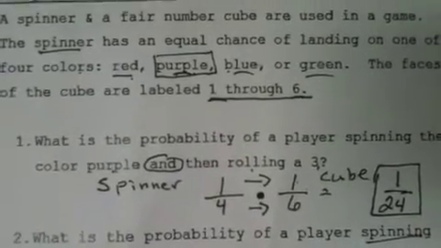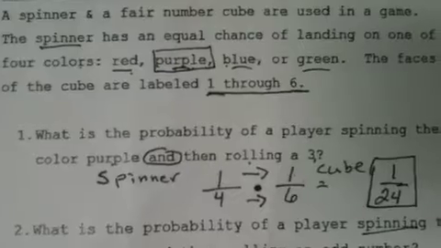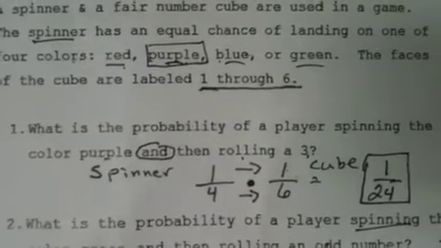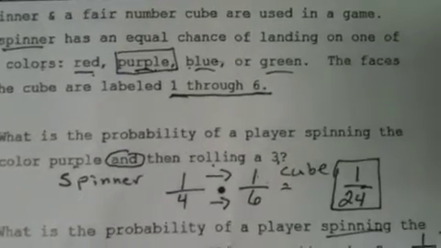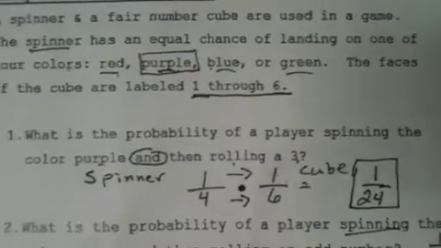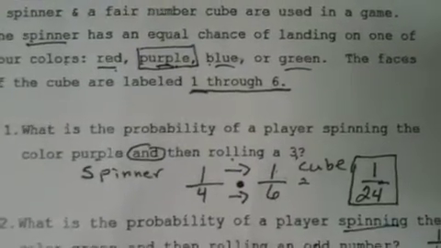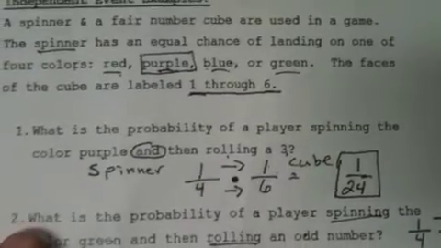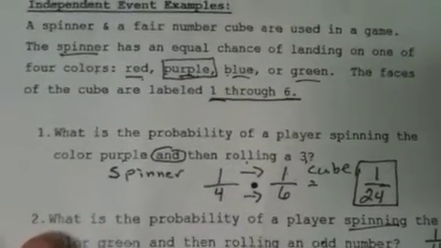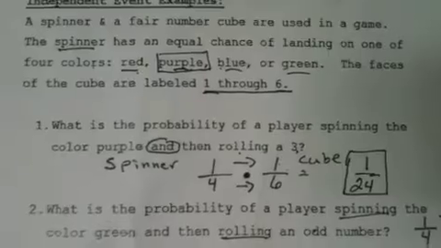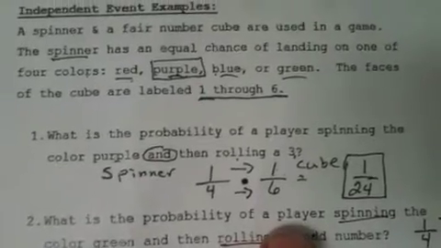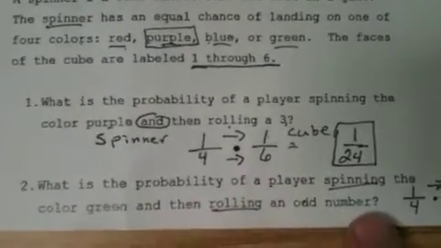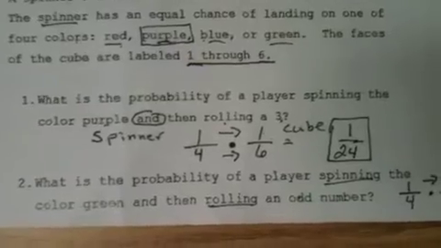Now with probability, the operation that we use is multiplication. And when I multiply ratios or fractions, I multiply straight across. 1 times 1 is 1. 4 times 6 is 24. And again, the last thing we need to ask ourselves is, is this simplified? And 1 to 24 is simplified. So there's a 1 out of 24 chance that we will spin the color purple and roll a number 3 at the same time.